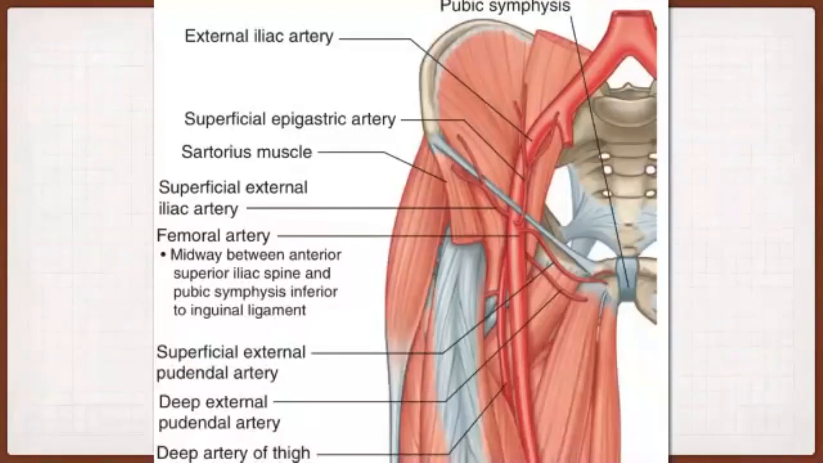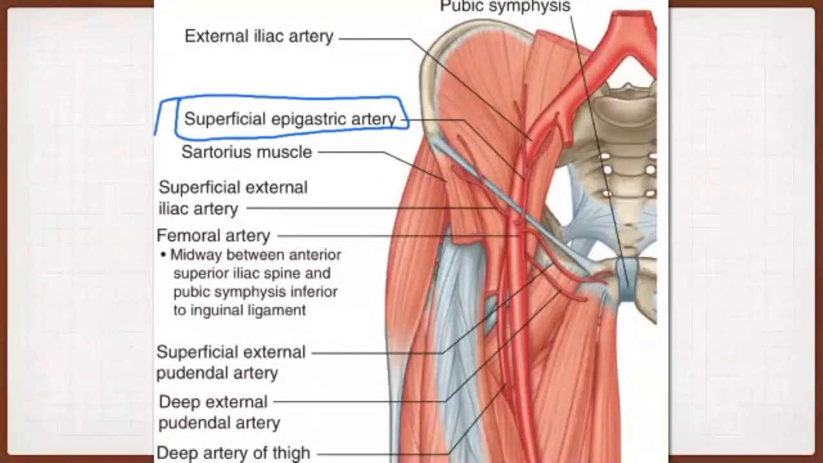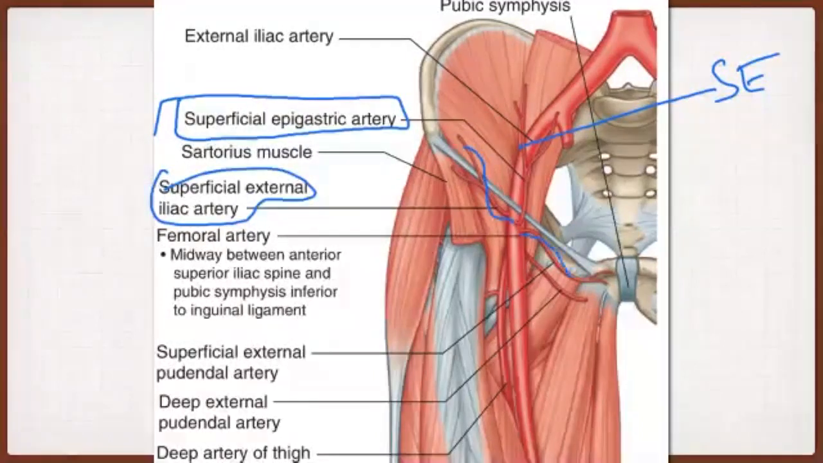You see, this one is the superficial epigastric artery. It comes from anterior to the femoral artery and goes up to the umbilicus. The superficial epigastric artery arises anteriorly, whereas the superficial circumflex iliac artery arises laterally. This one is the pudendal artery, arising medially.